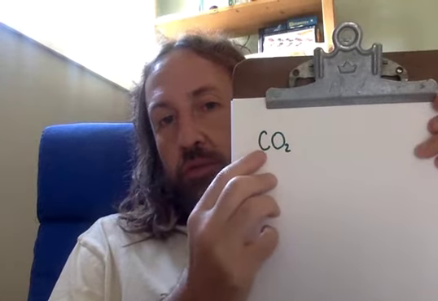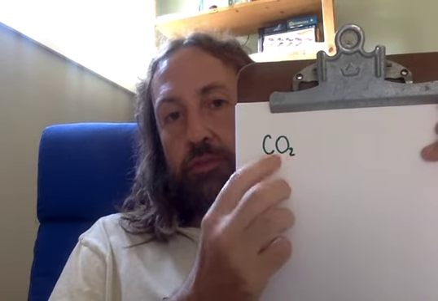Okay, today we're going to talk about carbon dioxide, and we'll do the Lewis structure. We'll talk about the shape of the molecule and a little bit of bond hybridization. So this is carbon dioxide. It's got one carbon and two oxygens. So the first thing we need to do is the Lewis structure.